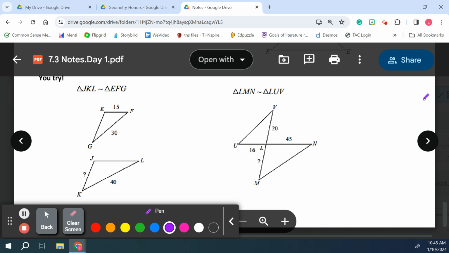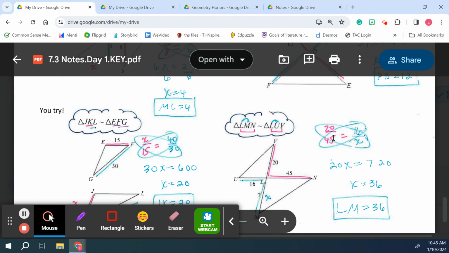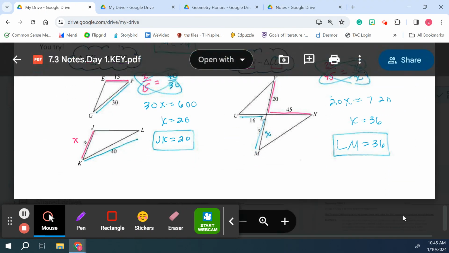All right, show of hands. Who's still working on these two? All right. Let's check it out. So here's what you should have gotten for those two. Questions? How are we doing?